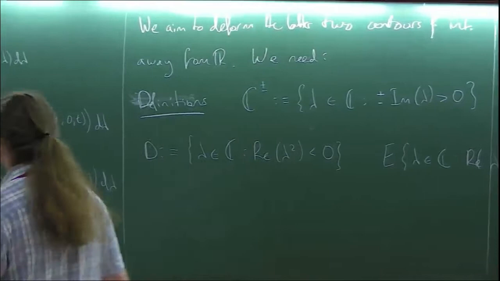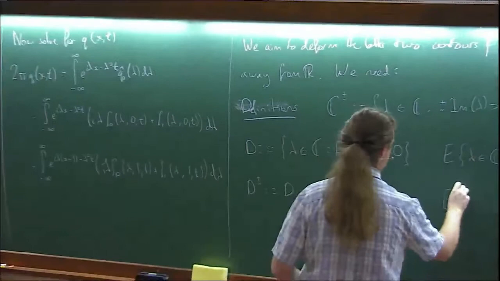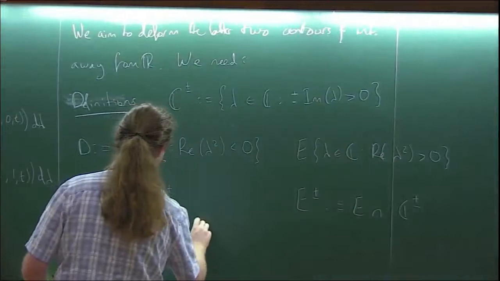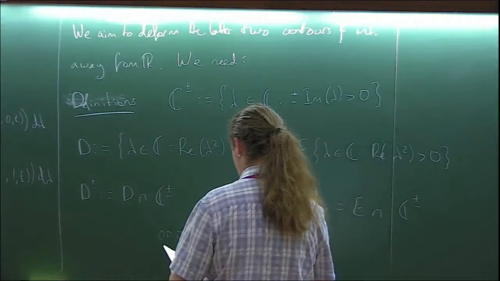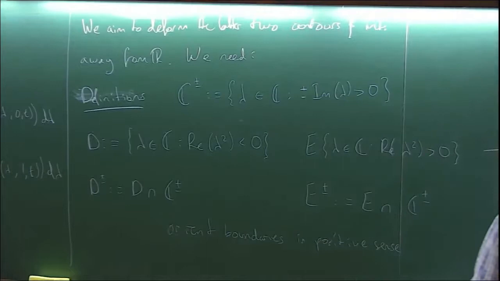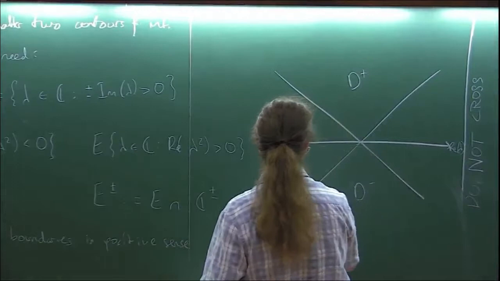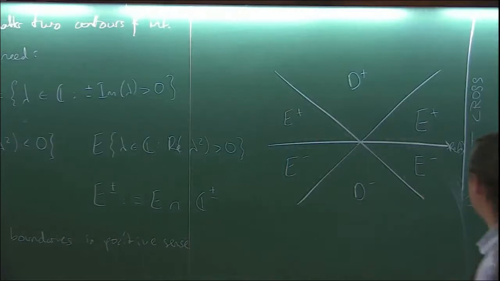And then we're going to want the intersections of these as well. So this is D intersect C plus and minus, and E plus and minus is E intersect C plus and minus. And then these are all nice simple sectors of the complex plane. So we're going to orient the boundaries in the positive sense. And there's just about space for a diagram. So this is D plus, this is D minus, this is E plus, and this is E minus. So yeah, I should have said these are not necessarily sectors, but unions of sectors at least. And that's pi by 4. And that's 3 pi by 4.